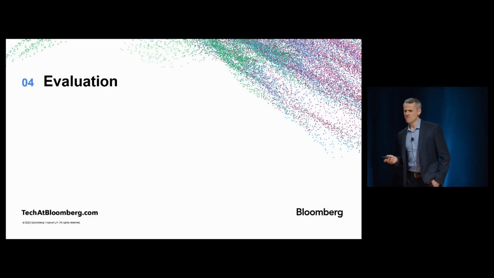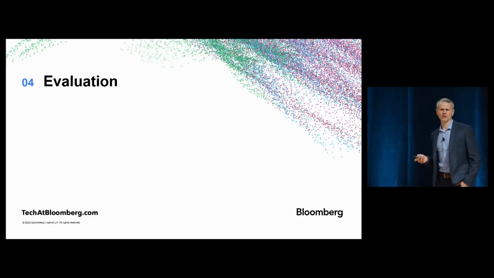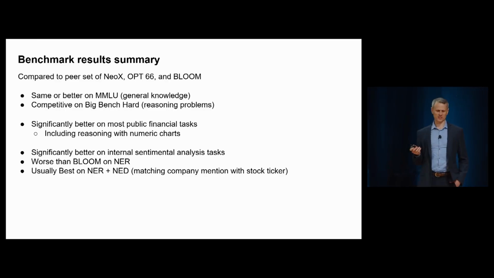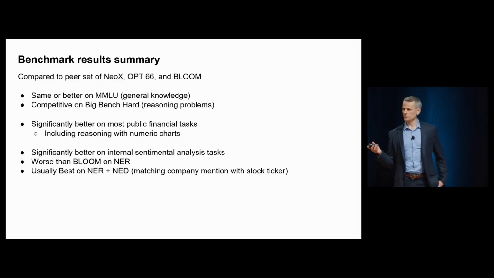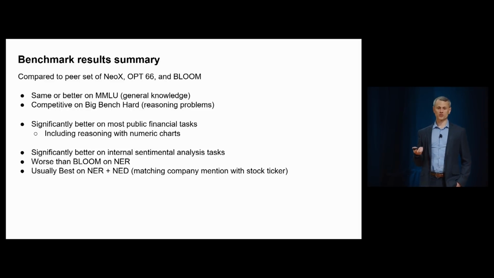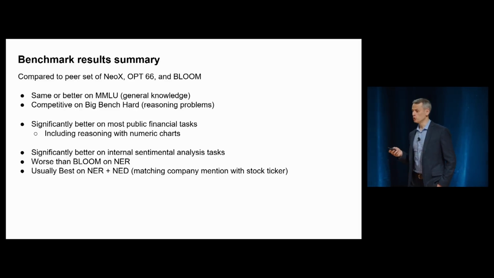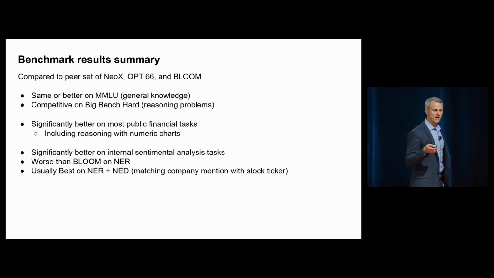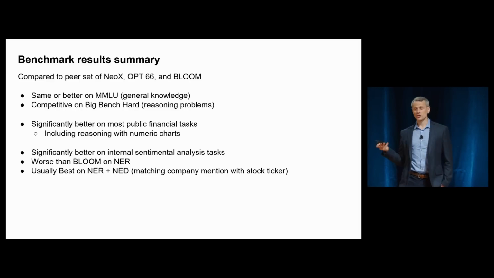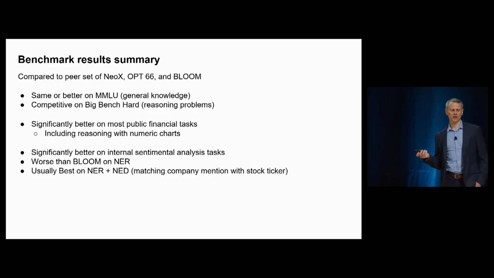All right, let's talk about evaluation a little bit. I have the charts we can look at, but I'll just give you a high-level summary so we can get to some discussion. We considered our peer set to be the other open source models that were available around the start of our training last year. I mentioned NeoX, OPT66, and Bloom. On the general purpose tasks, MMLU is a big one that measures general purpose knowledge, we are the same or better than this peer set. On Big Bench Hard, which is a lot of reasoning tasks, we were essentially on par.